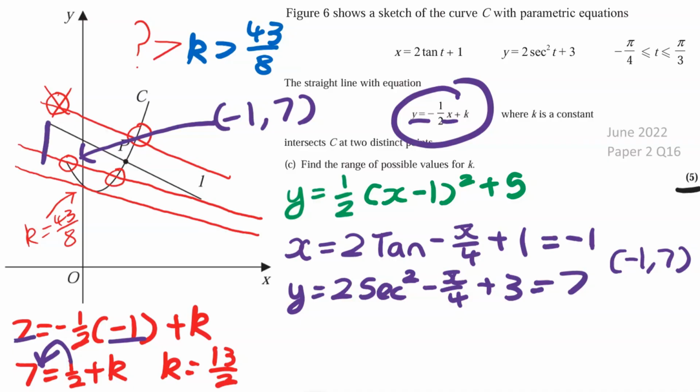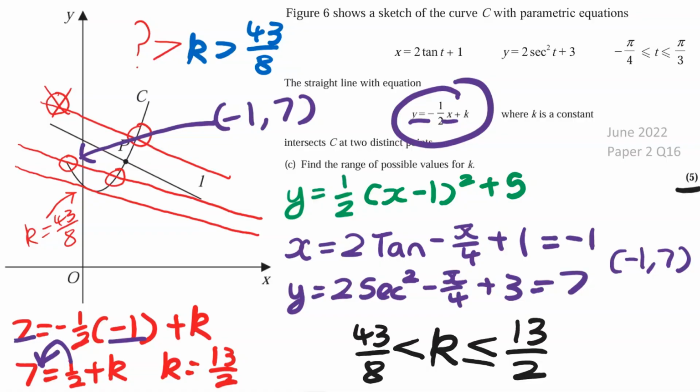As we said, anything bigger than k equal to 13 over 2, there will no longer be 2 points of intersection, because there won't be a point of intersection on this side. So the upper value for k is that it also has to be smaller than 13 over 2. It can also be equal to this point here, because it can intersect with this point here. So this here is the final answer. K has to be bigger than 43 over 8, but it has to be smaller than or equal to 13 over 2.